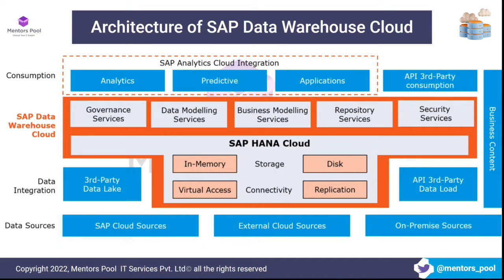Similarly, Data Warehouse Cloud is also built on top of the SAP HANA Cloud platform. So its core database is SAP HANA. Because of that, it can make use of this in-memory capability, right? And for backup and failover, it uses a disk also. Now, coming to the connectivity itself, there are 2 forms of connectivity.